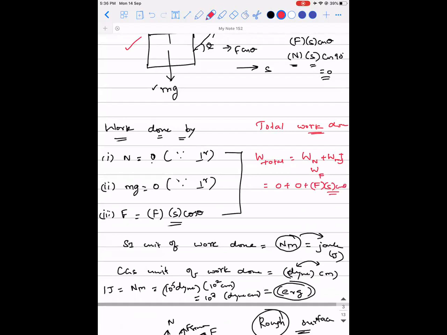Are you able to understand this point? So the total work done on this block is only by this force. That is what we are trying to conclude. Is it clear?